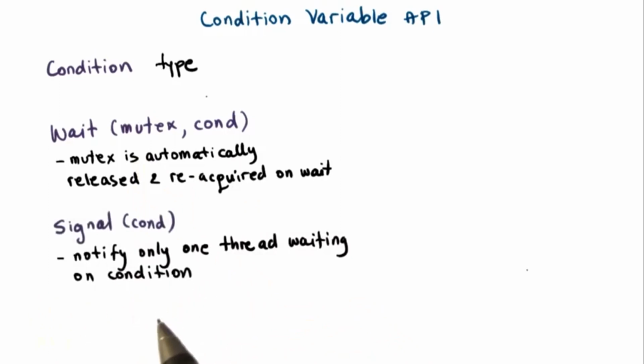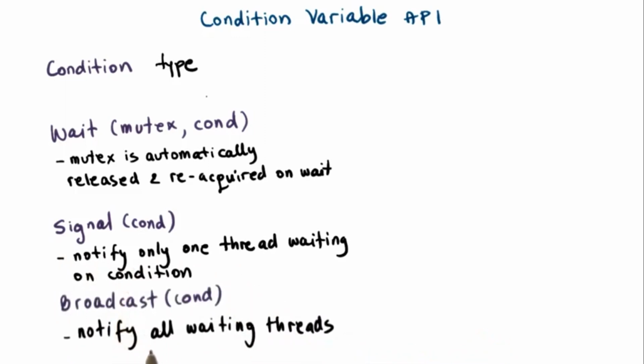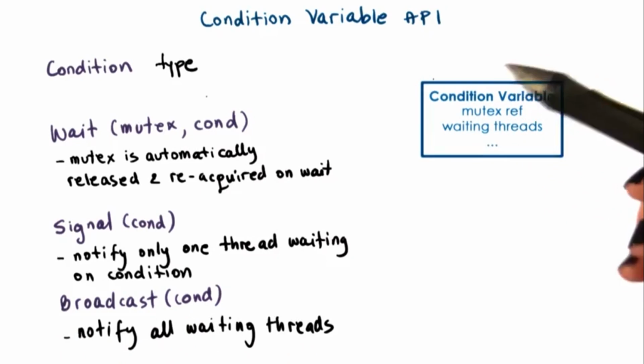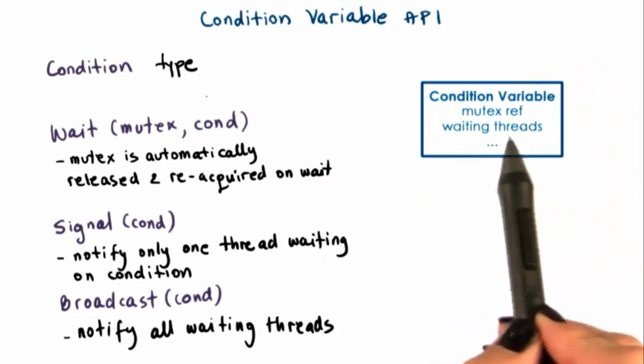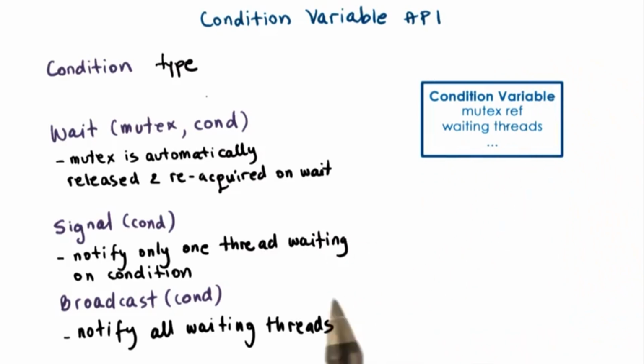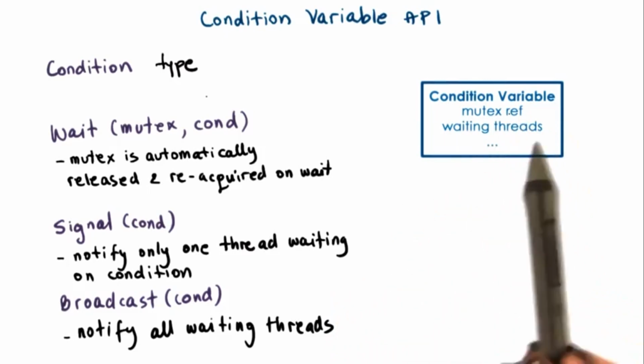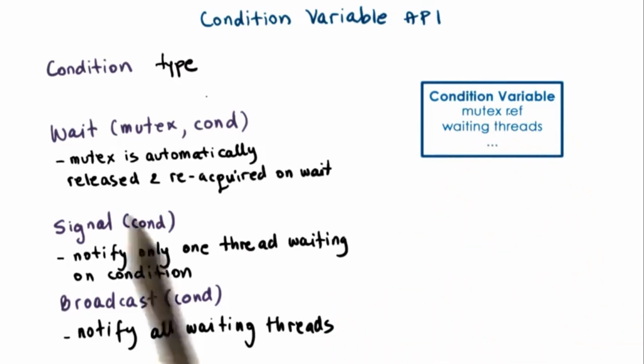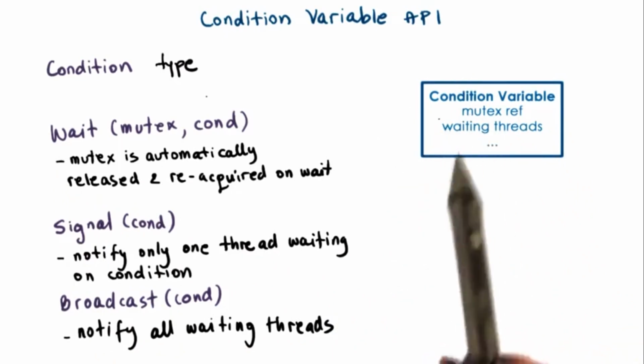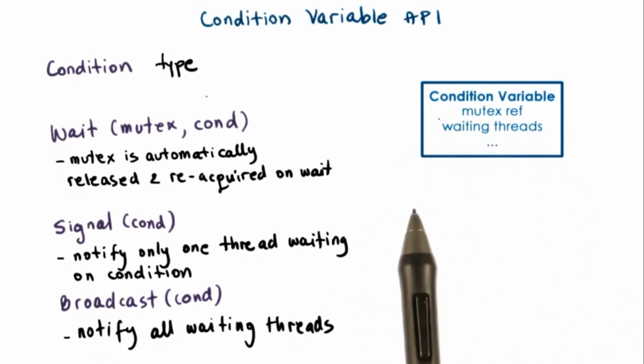When a notification for a particular condition needs to be issued, it would be useful to be able to wake up threads one at a time. And for this, POSIX threads proposes a signal API. Or it could also be useful to wake up all of the threads that are waiting on a particular condition. And for this, POSIX threads proposes a broadcast API. The condition variable as a data structure must have basically a list of the waiting threads that should be notified in the event the condition is met. It also must have a reference to the mutex that's associated with the condition so that this wait operation can be implemented correctly, so that this mutex can be both released and reacquired as necessary.